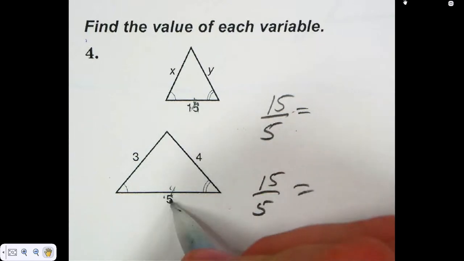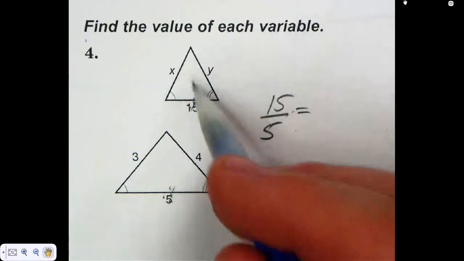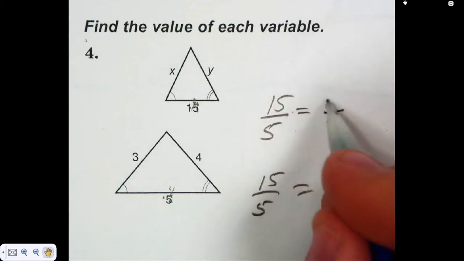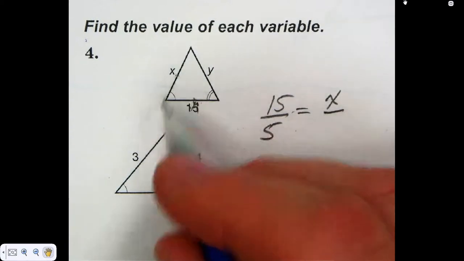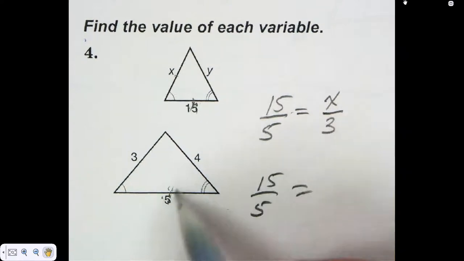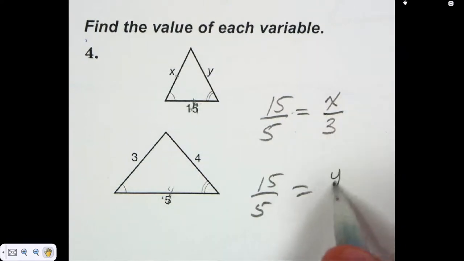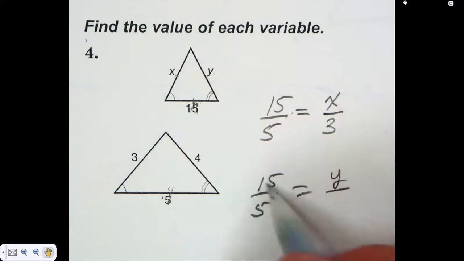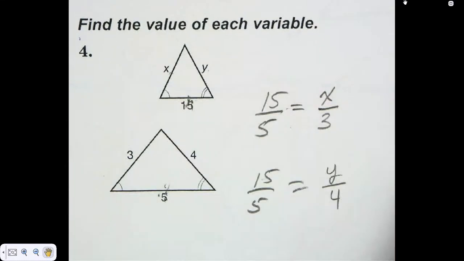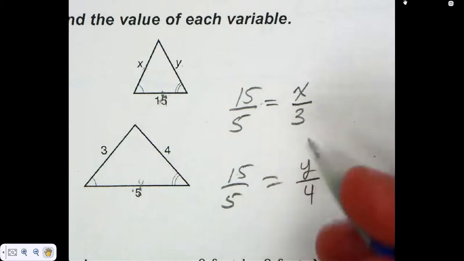I can use this to find both X and Y. So if I went 15 over 5, I need to then make sure on the top, on the other side, I put the variable that goes with it, which would be the X. What corresponds to it? 3. Now it's a matter of cross multiplying and solve. Over here, I would put Y, because the 15's on top, over 4, because the 5's on bottom. I know it doesn't look like it, but that's the way this is drawn here.